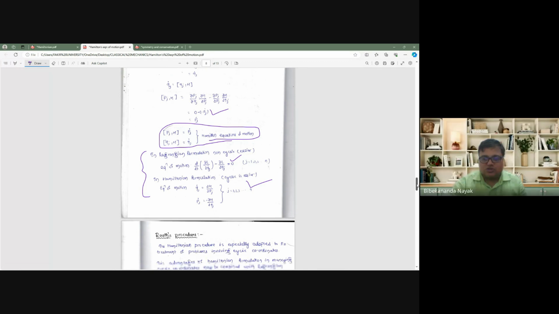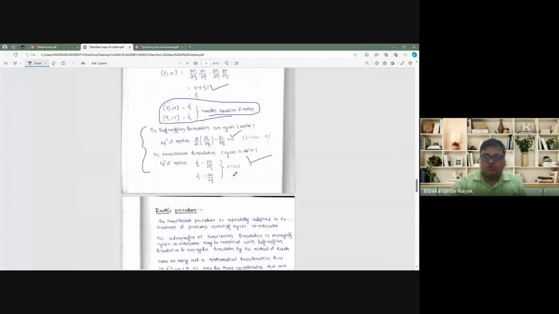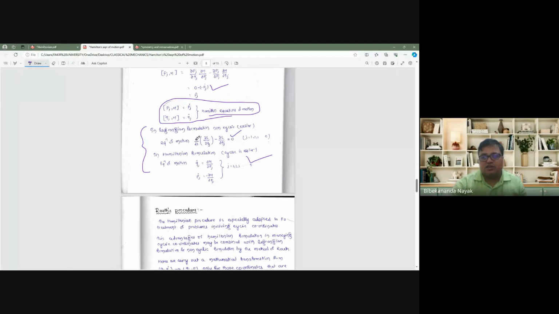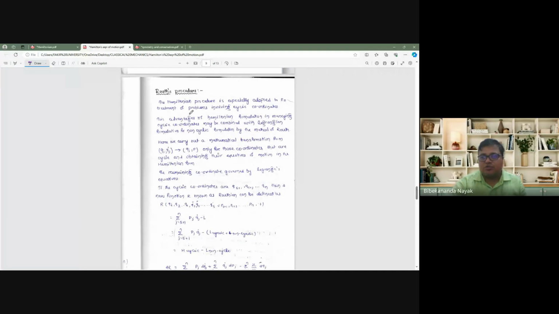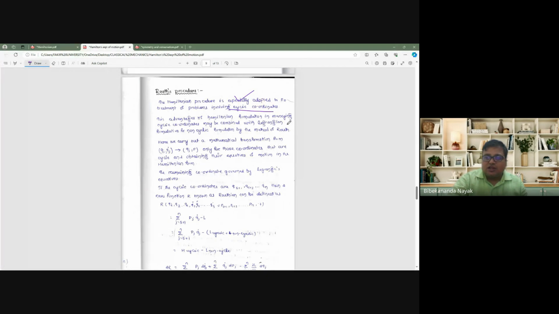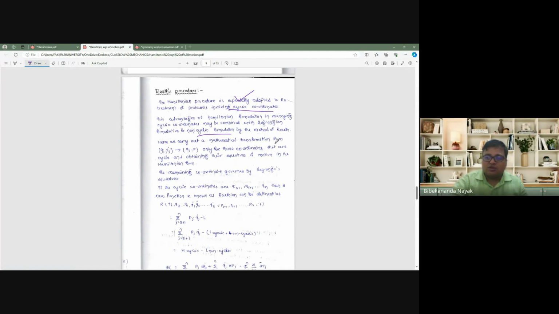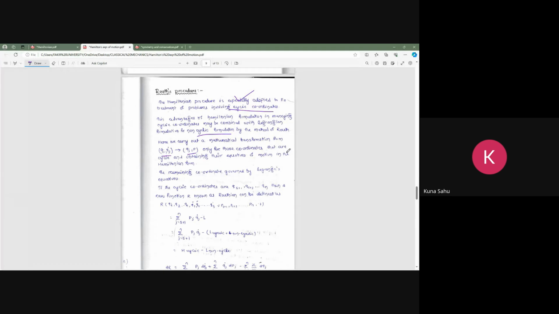Again, then go to the Routh procedure. The Routh procedure actually uses both concepts, cyclic coordinates and non-cyclic coordinates. For cyclic coordinates we use the Hamiltonian formalism, and for non-cyclic coordinates we use the Lagrangian formalism. The Hamiltonian procedure is adapted to the treatment of problems involving cyclic coordinates. So this advantage of the Hamiltonian formulation in managing cyclic coordinates may be combined with the Lagrangian formulation of non-cyclic coordinates as a method of Routh. Here we carry out a mathematical transformation from a basis qj, qj dot to qj, p, only for those coordinates that are cyclic.